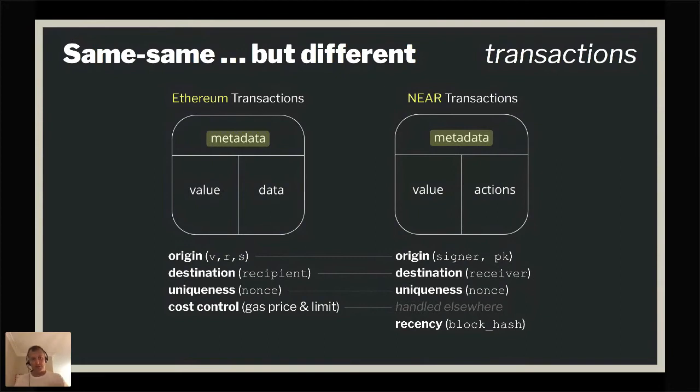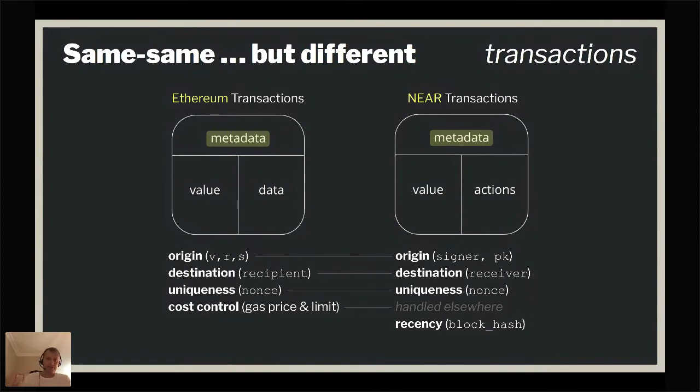The destination is called the recipient in Ethereum and the receiver in NEAR. For uniqueness, you've got this idea of a nonce, a number used once that increments as you use keys. In Ethereum, the nonce is attached to the account because the account is effectively a public-private key pair. In NEAR, the nonce is attached not at the account level but at the key level, because it's the keys that are used to get things done. And then there's cost control. You can set a gas price and limit in Ethereum. In NEAR, you would handle that as part of signing and sending the transaction.